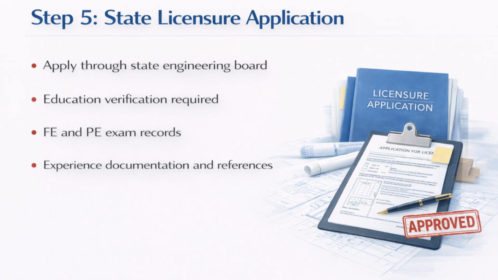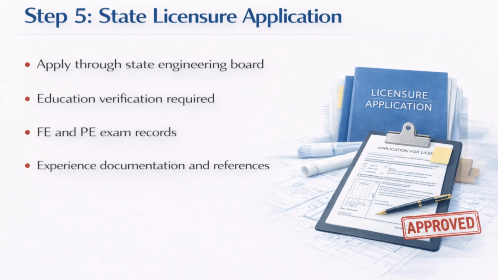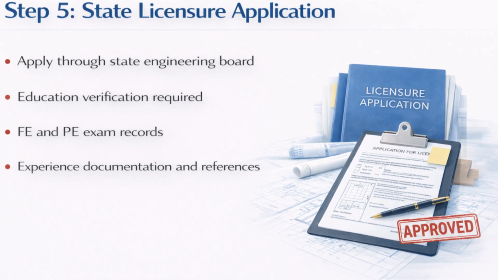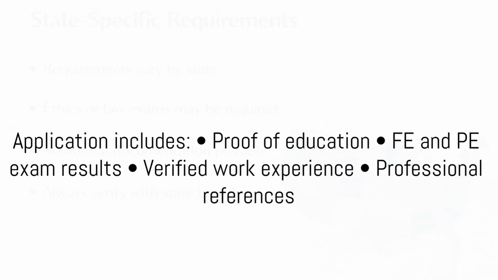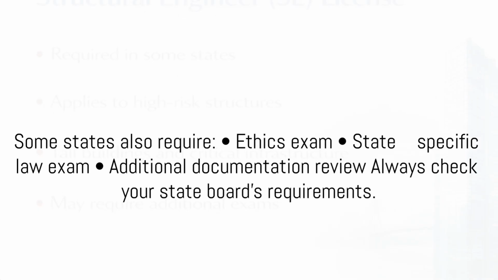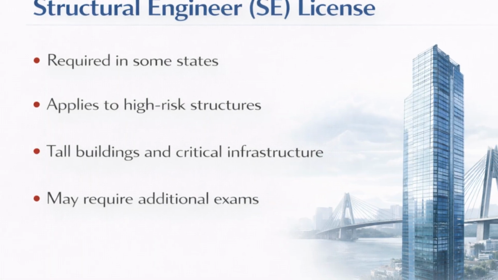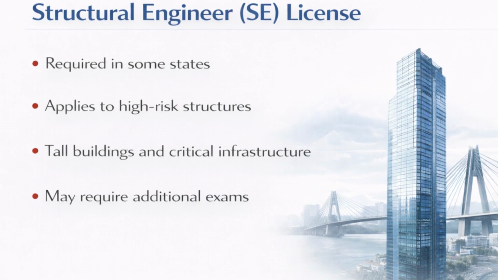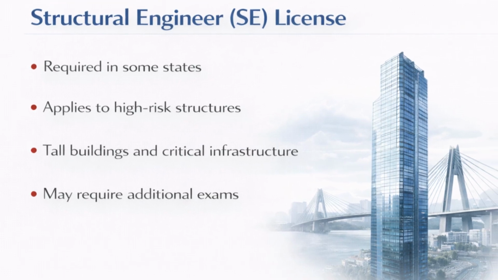After passing the PE exam, you must apply for licensure through your state engineering board. Each state issues its own PE license. Even though the exams are national, your application typically includes proof of education, FE and PE exam results, verified work experience, and professional references. Some states also require an ethics exam, a state-specific law exam, or additional documentation review. Always check your state board's requirements because rules can vary significantly.